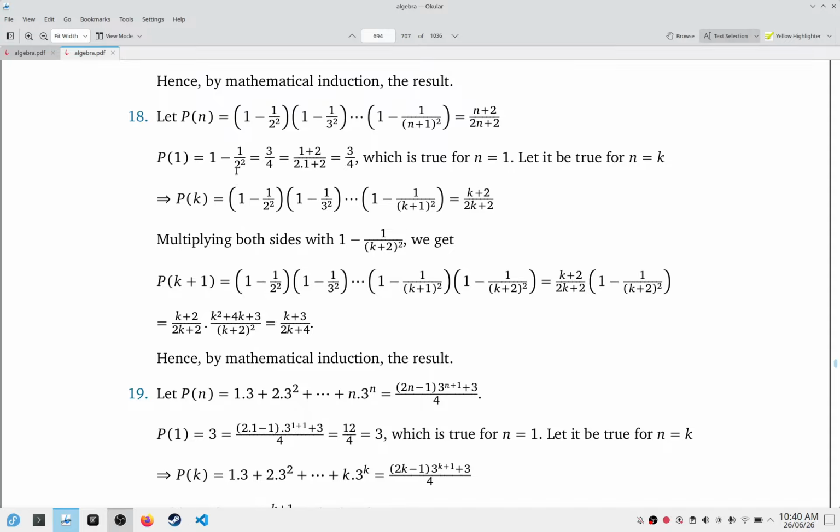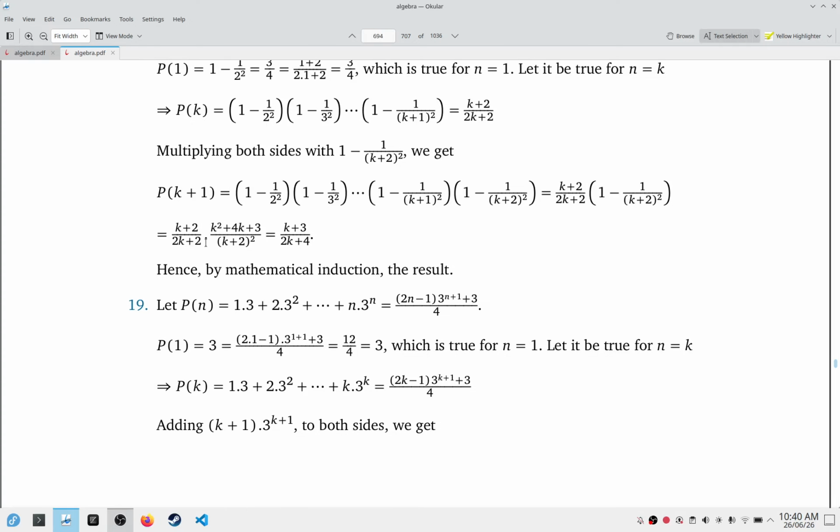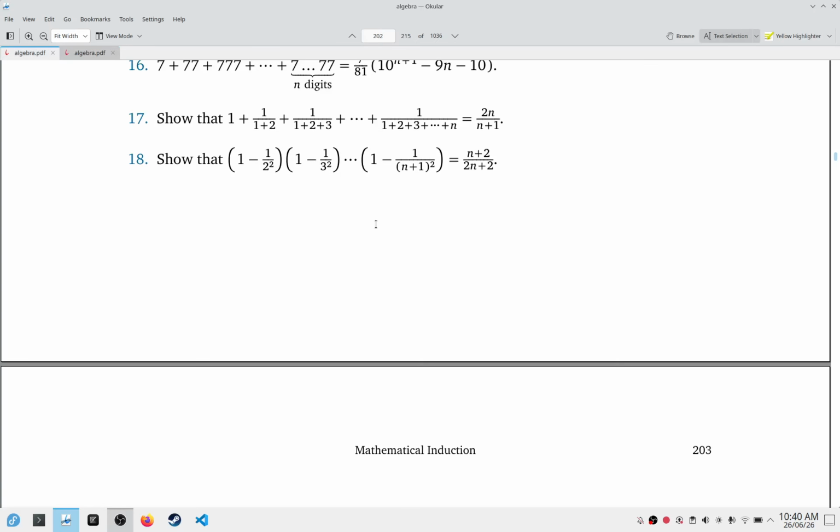We let the given expression be true for n is equal to k, so we have this. And then we multiply both sides by 1 minus 1 over k plus 1 whole square. So the left hand side becomes P(k plus 1), and the right hand side becomes (k plus 2) over (2k plus 2) times 1 minus 1 over (k plus 2) whole square. And thus we have the result (k plus 3) over (2k plus 4) for the right hand side. And hence by induction we have proven the result.